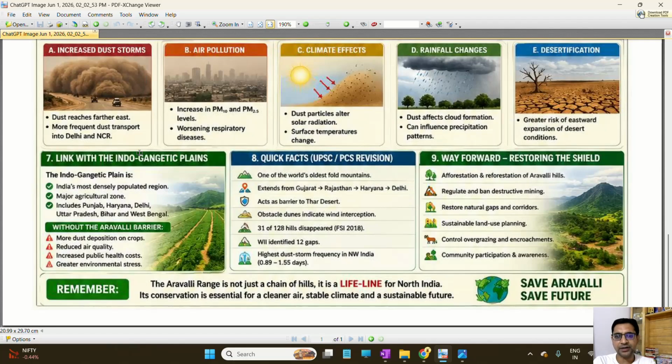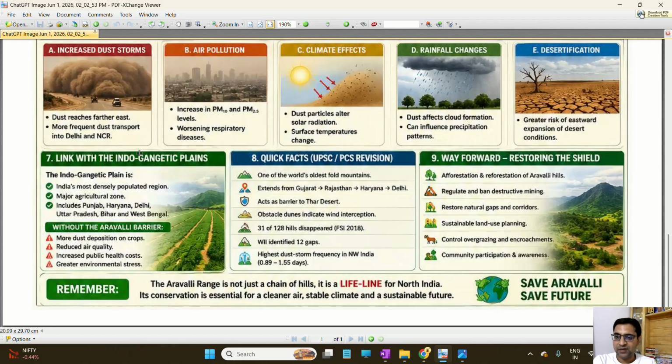Some important quick facts for UPSC and PCS revision: the Aravalli is one of the oldest folded mountains. It extends from Gujarat, Rajasthan, Haryana and Delhi. It acts as a barrier to the Thar Desert. Obstacle dunes are indicative of interception. 31 of the 128 hills have disappeared as per the Forest Survey of India report of 2018. 12 gaps have been identified. Northwest India has the highest dust storm frequency.